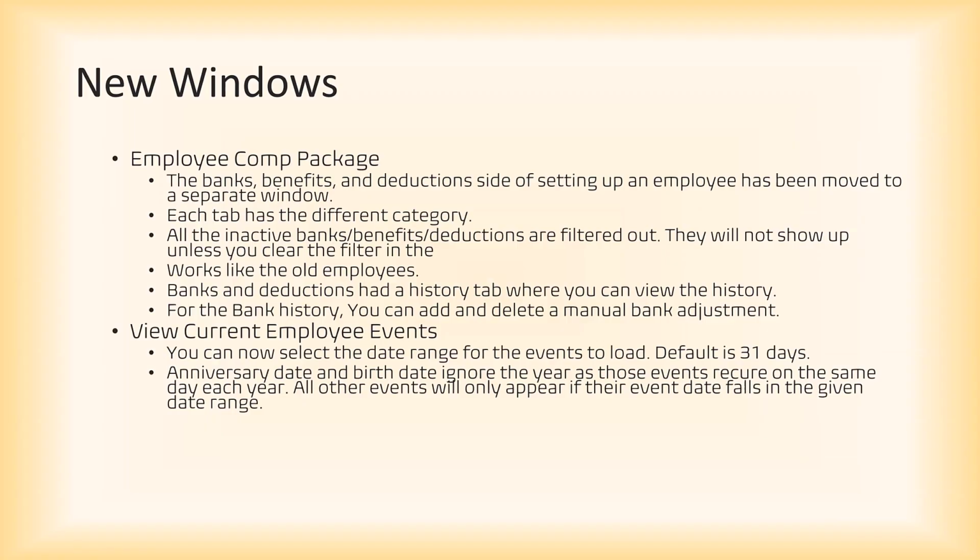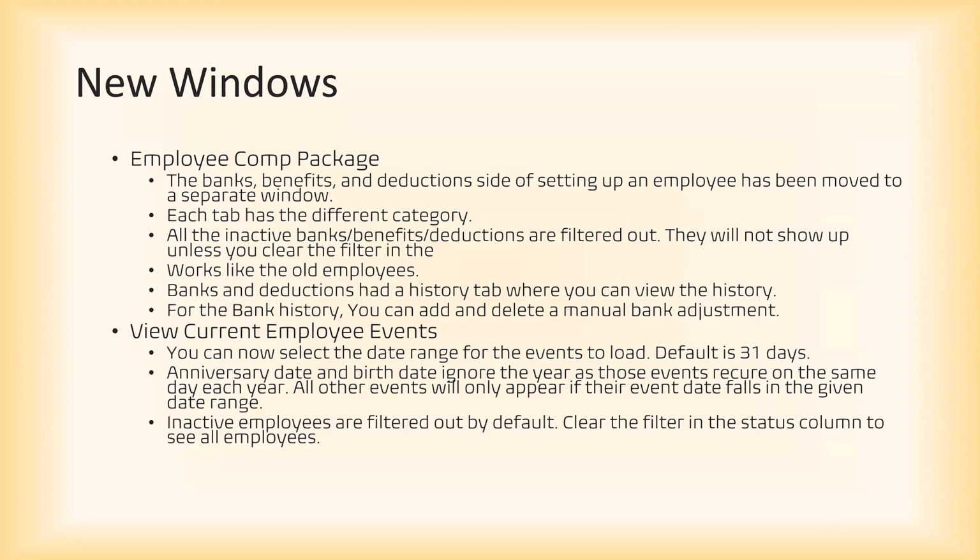So let's say today's 10/6, 31 days is November 7th, I want to say. If they have a physical, say October 31st, 2025, it'll show up. But if they have a physical October 31st, 2024, then that won't show up on the events. Inactive employees, again, are filtered out by default. You can clear the filter on the status column to see all the employees.